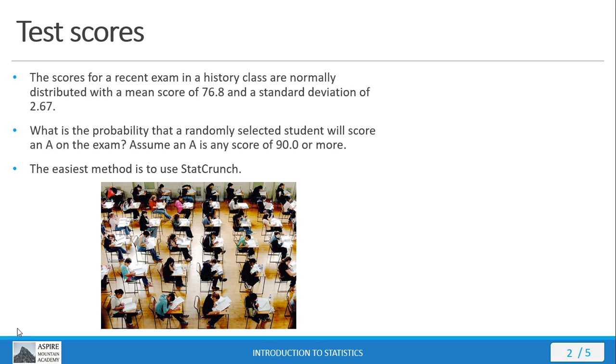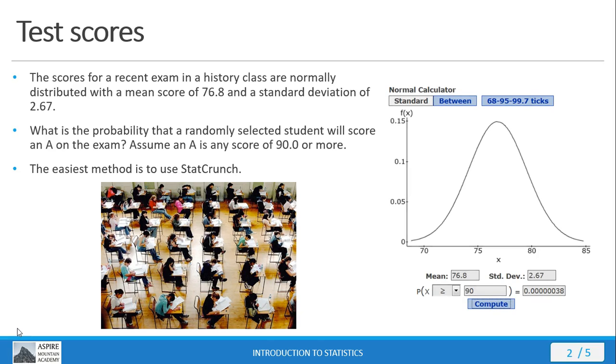Inside StatCrunch, you should have gotten the normal calculator, and notice the values that we put in. We're going to put the mean and the standard deviation values here in our calculator. We want the probability, so here's our P for probability, that a randomly selected student will score 90 or more. So we have to put the greater than or equal to sign here. There's our random variable 90, and we press compute, and voila, out comes our probability, which as you can see is a very, very small number. So in this particular class, it looks like getting that A is going to be really hard to do.